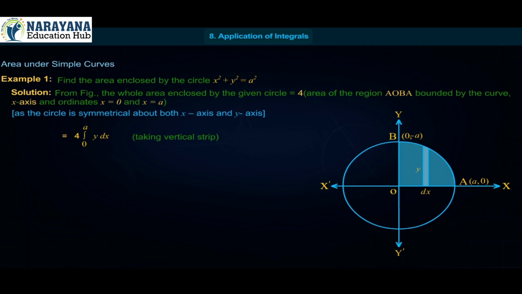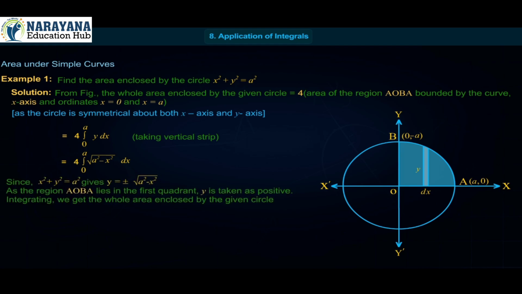4 ∫ from 0 to a y dx, taking a vertical strip, which is 4 ∫ from 0 to a √(a² − x²) dx. Since x² + y² = a² gives y = ± √(a² − x²), and as the region AOBA lies in the first quadrant, y is taken as positive.